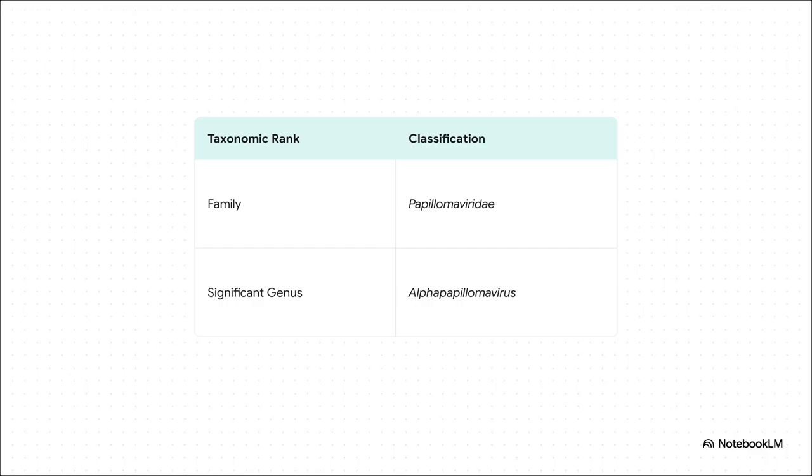Okay, so where does it fit in the grand scheme of things? Taxonomically, it's part of the Papillomaviridae family. But the one you really need to remember, the genus that's most clinically significant for us, is alpha papillomavirus. Why? Well, because this is the group that contains the whole spectrum, from the low-risk types that cause warts all the way to those high-risk types that are linked to cancer.